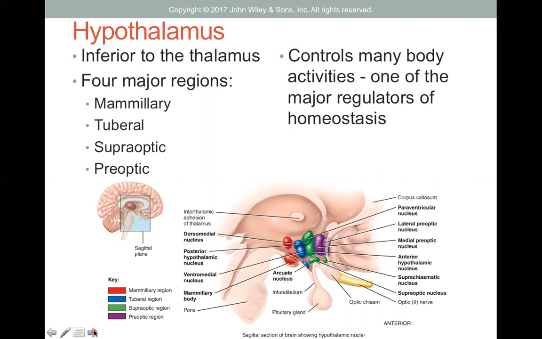So as far as functions go for the hypothalamus, it functions in regulation of our emotional and behavioral patterns. It will regulate eating and drinking through a feeding center, a satiety center, and the thirst center. It also helps control your body temperature, and it can help to regulate our circadian rhythms and the states of consciousness that we have.